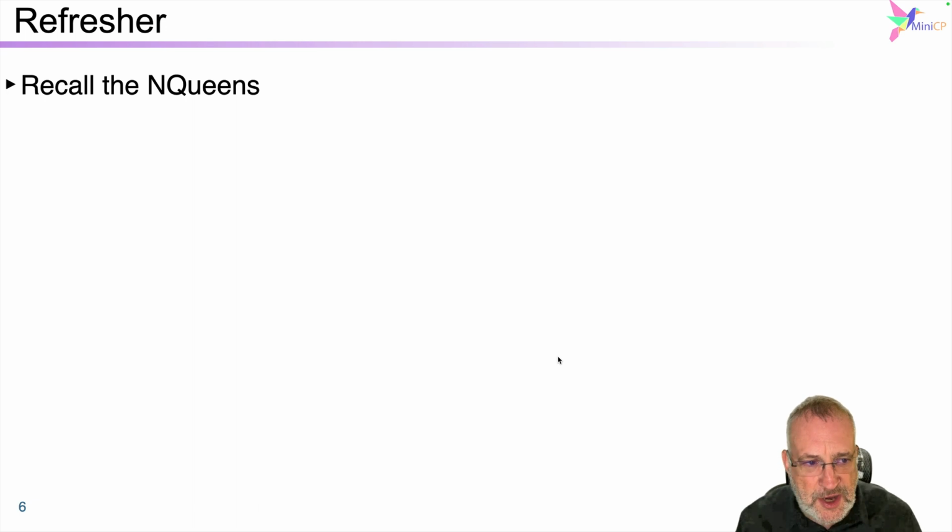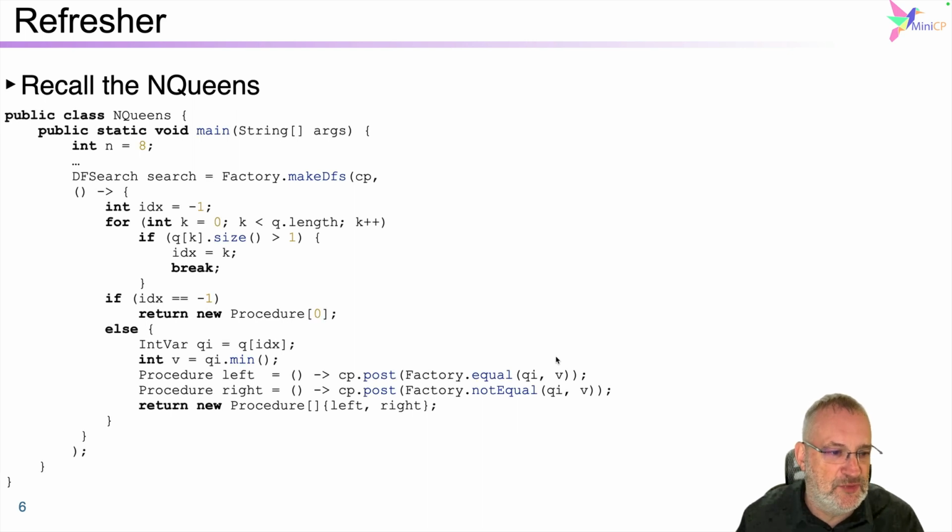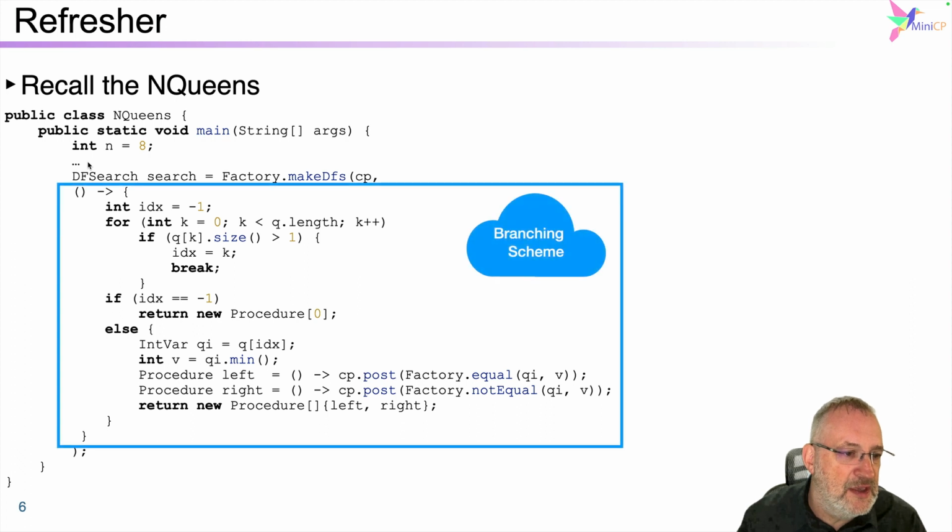Now, before I start, let's refresh our memory with an example you've already looked at, the n-queens problem. This is the code you've seen before, and what I'm purposefully ignoring here is this part, which is the model. What I focus on instead is this block, which defines a search procedure that uses depth-first search as a strategy, and then it uses the code in the blue box, which is what we called the branching scheme. Now, the job of the branching scheme is to actually address three issues.